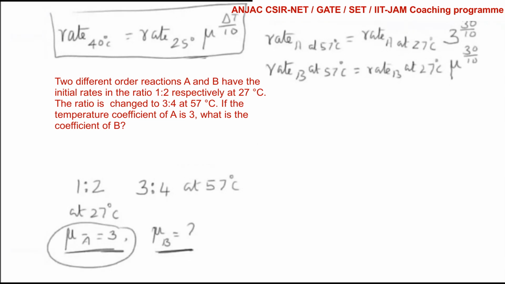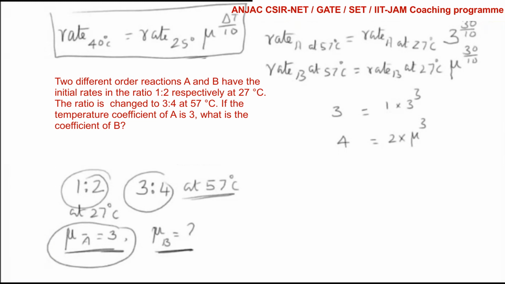Now substitute the given values. The initial rates of A and B are in the ratio 1:2. Therefore, at 27 degrees, A is 1 into 3 power 3 and B is 2 into mu power 3. And the reaction rate at 57 degrees, A is 3 and B is 4. Therefore, the only unknown parameter is mu. You can find out what the value would be.